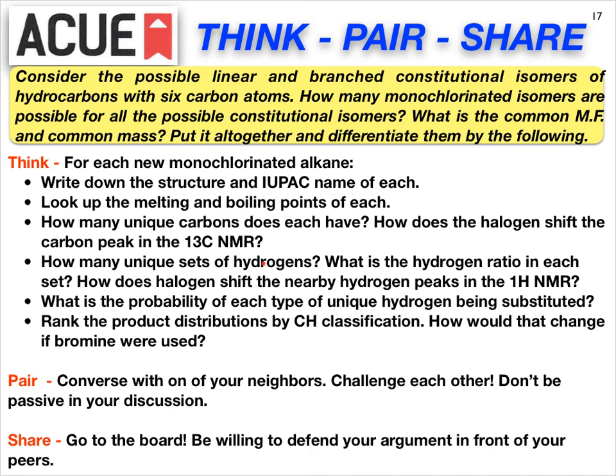How many unique sets of hydrogen? What is the hydrogen ratio in each? How does the halogen shift the nearby hydrogen peaks? What is the probability of each unique hydrogen being substituted? Rank the product distributions by CH classification. How would that change if bromine were used?